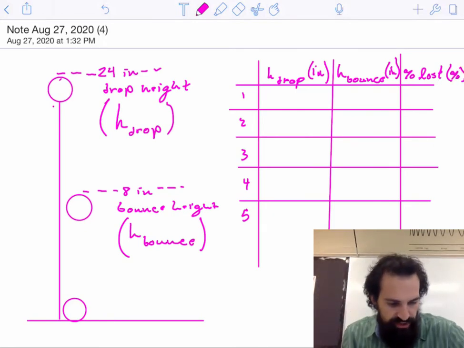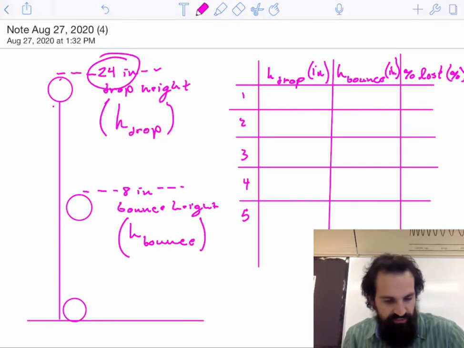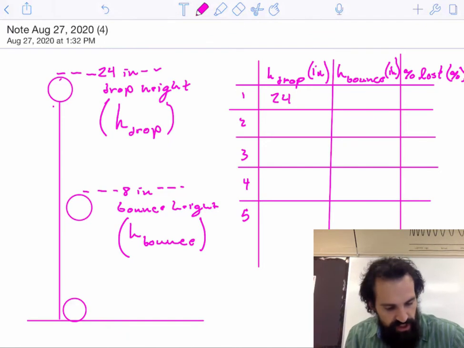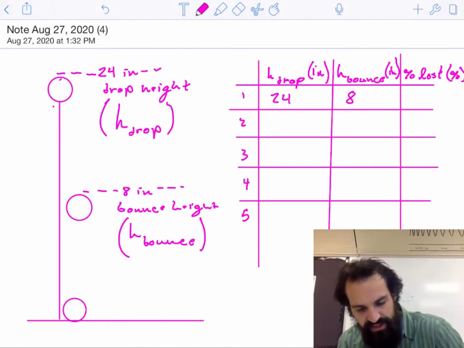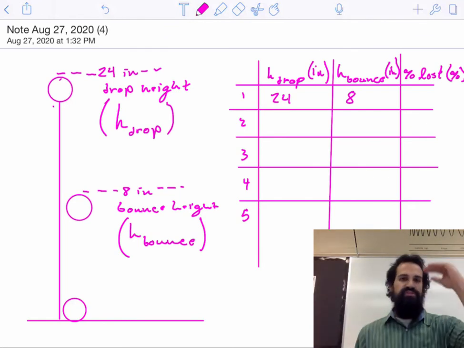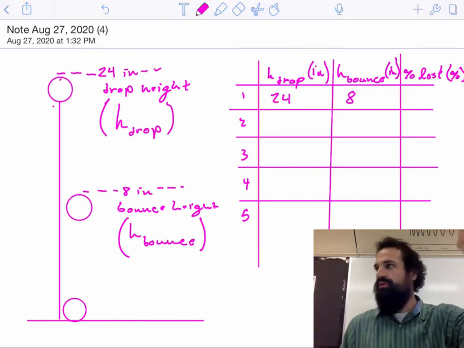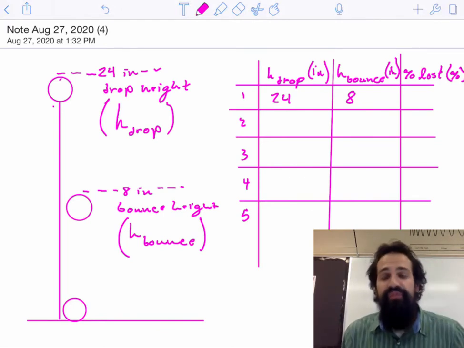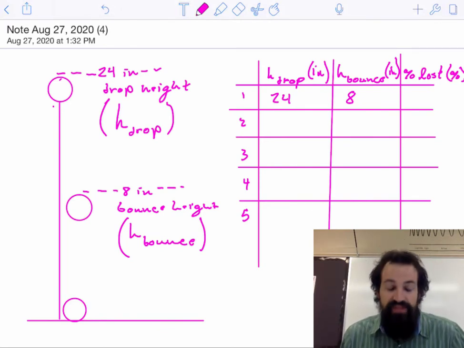So now we already know my first drop height. I dropped it from 24 inches, so I'm going to put in 24 inches, and my first bounce height was 8 inches. And you would repeat this 5 different times. You would do it from 24 inches, 30 inches, 36, 40. As long as you have 5 relatively varied heights, that's what I'm looking for. And then measure the bounce height.